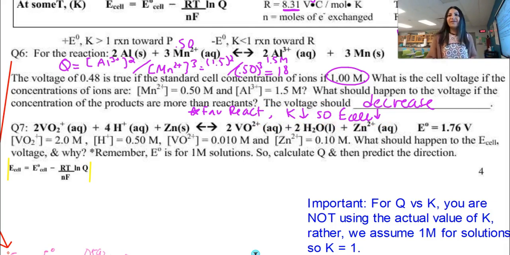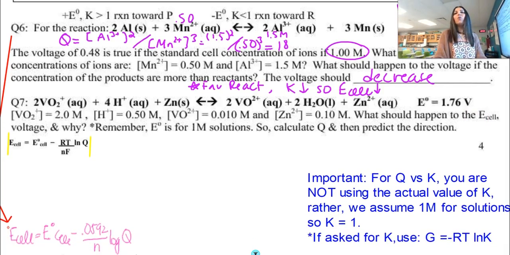All right, and the last question on here, question 7, we've got another equation here, and they're giving us the concentrations. What should happen to the E cell voltage and why? Remember, E is for 1 molar solution, so calculate Q, and then let's predict the direction of it. All right, so go ahead and try this out, and then I will show you how to work this out.